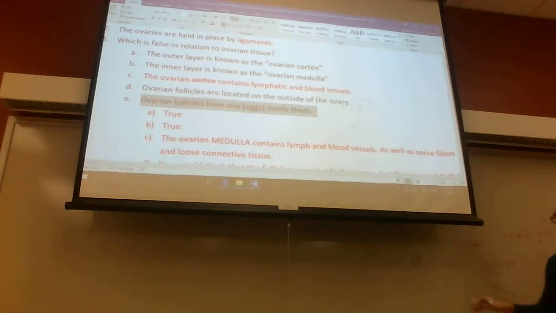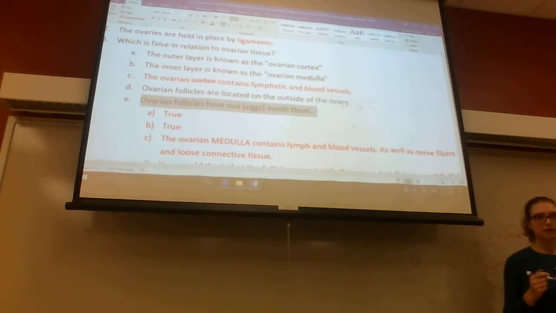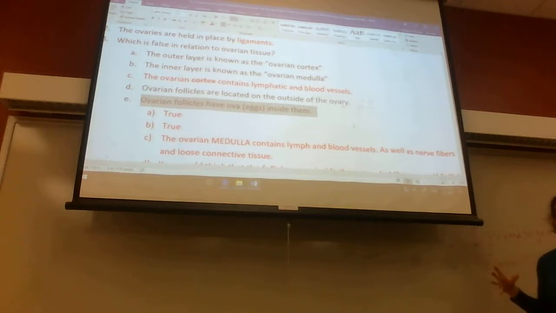I had to look. So the corpus luteum is kind of the white part of the egg. The ovum is the egg yolk. And when we go through it, we'll go through this more with the menstrual cycle.